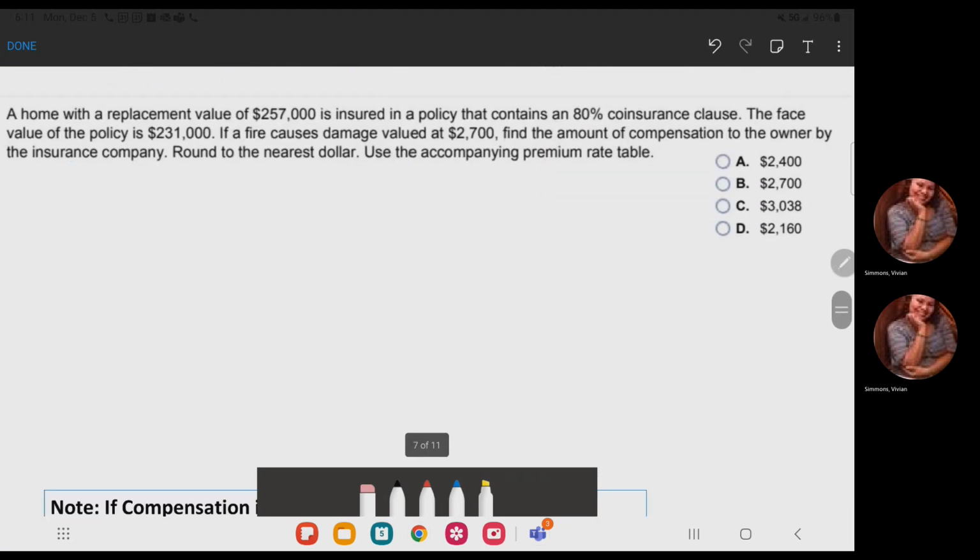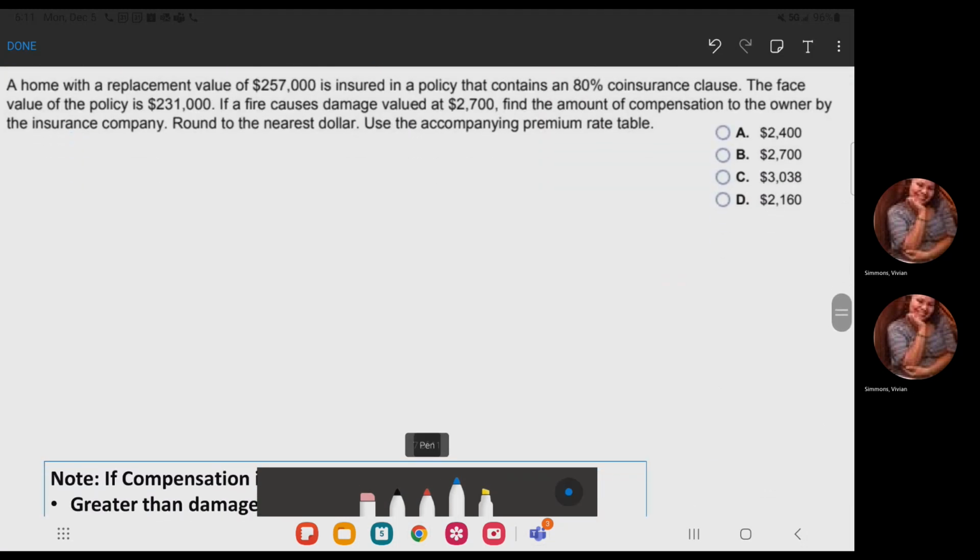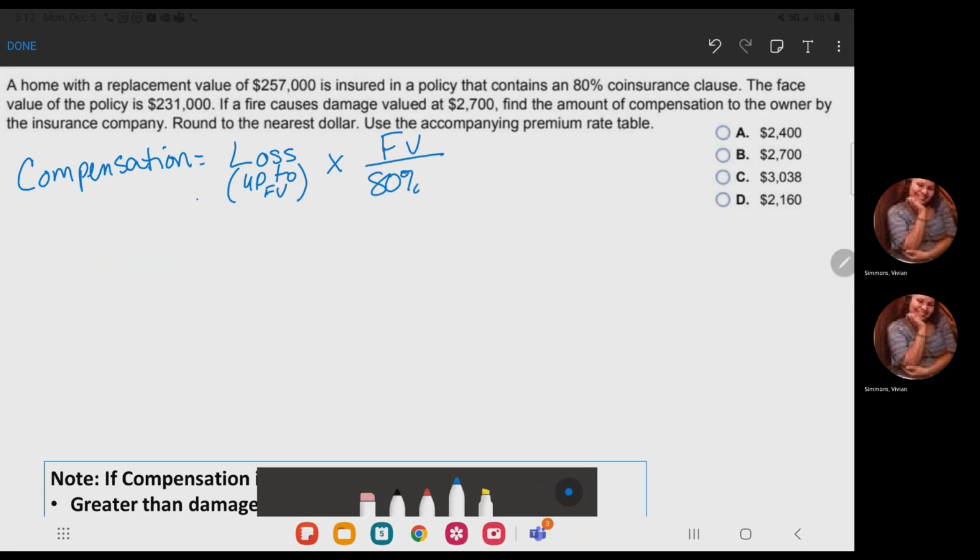Now, in order to do this one, to find the amount of compensation to the owner by the insurance policy, we need to know first the formula for compensation, and then we'll identify everything. So I have compensation is equal to the loss, note up to face value, times the face value divided by 80% of the replacement value.